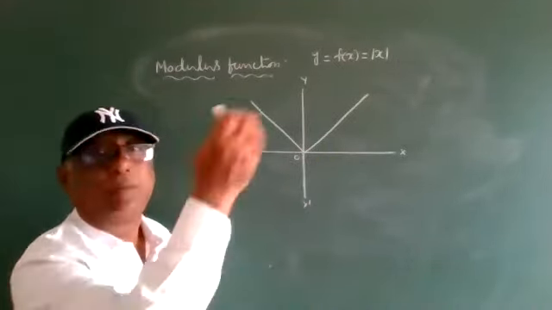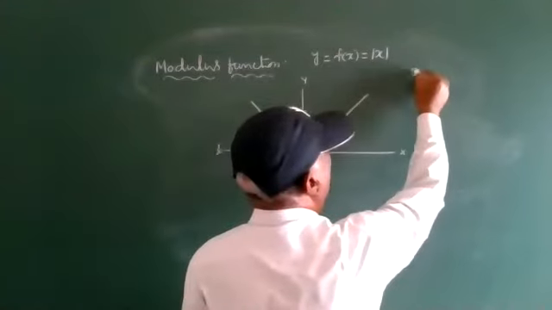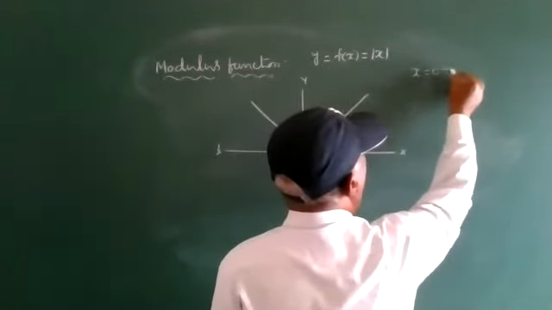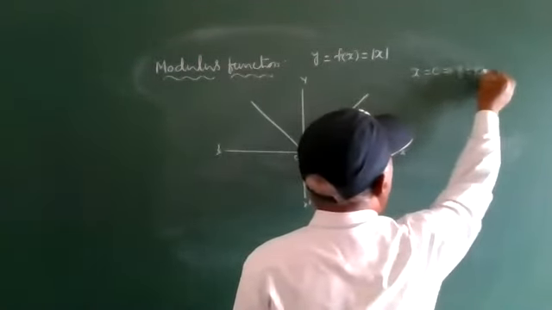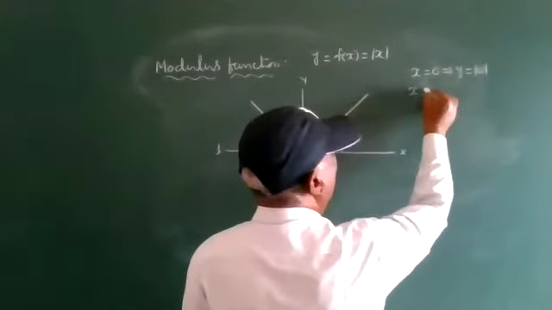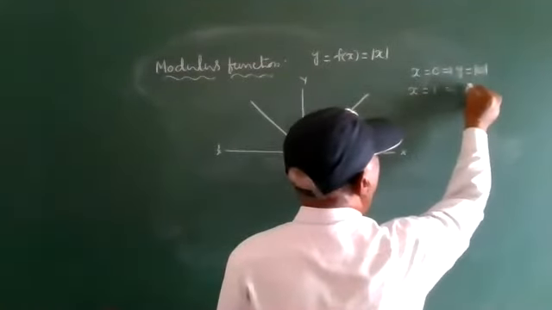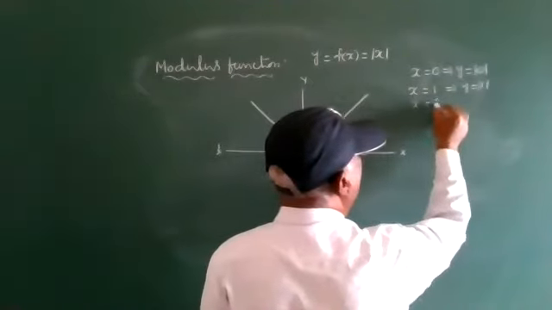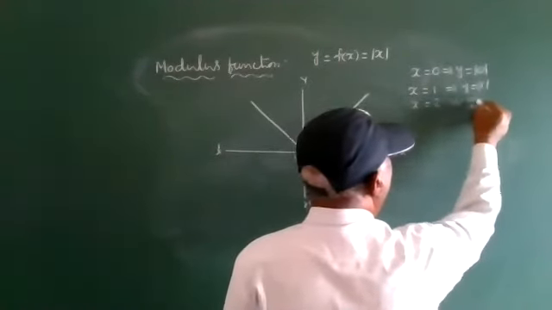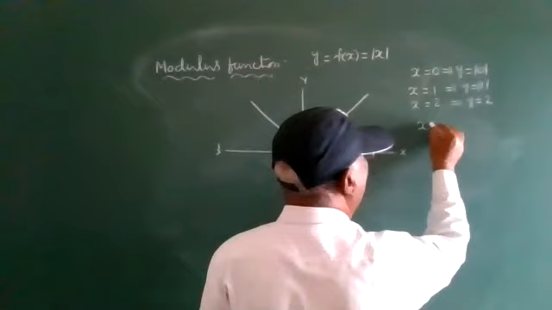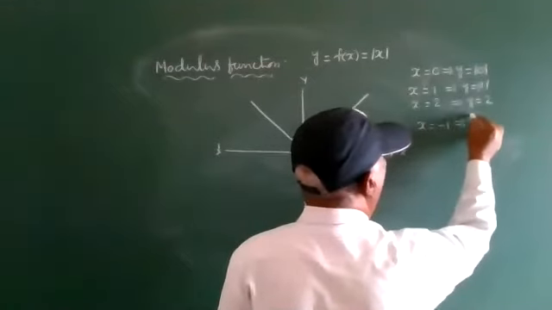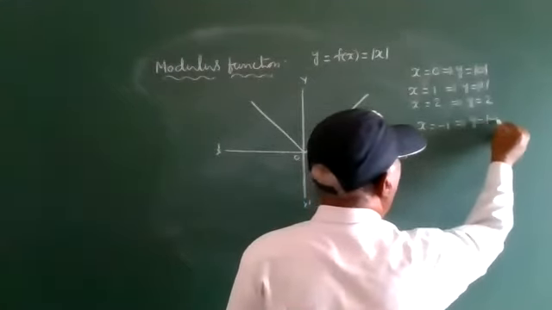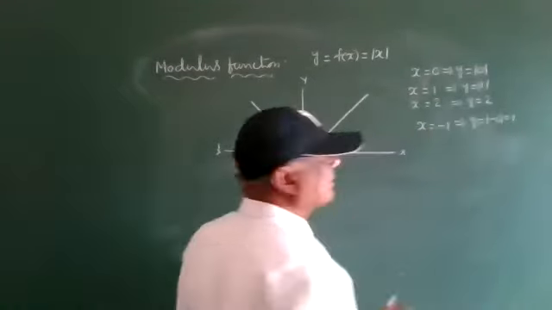X is equal to 0, y value also 0. X is equal to 1, y value also 1. X is equal to 2, y value also 2, same values only. X is equal to minus 1, y value is only plus 1. Okay? So this is called modulus.